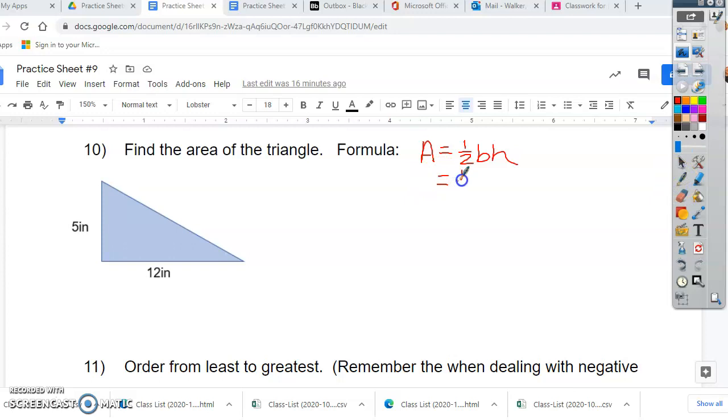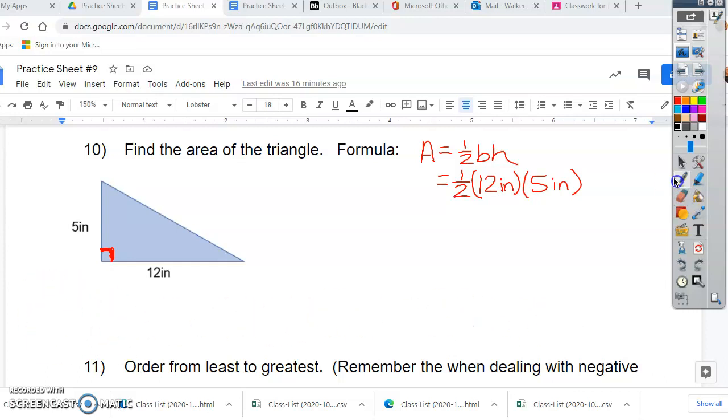Now, I'm going to rewrite it with the numbers. The base is 12. And I'm going to put inches because that's setting a good example for you. The height is 5 inches. And one way you know that these are the base and the height is because they should form a right angle, okay? If you have a triangle like this, these two are not the base and the height. You have to have that right angle.